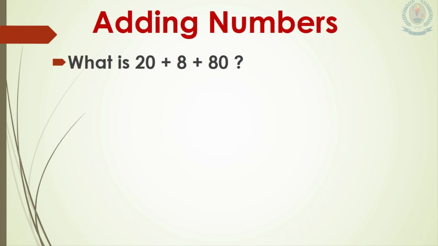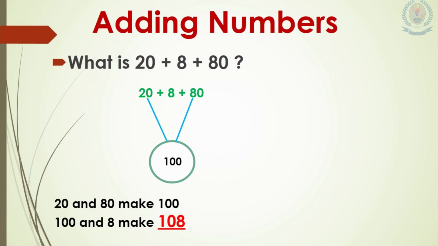Now let's add these three numbers together using the previous methods we have learned. What is 20 plus 8 plus 80? 20 and 80 are the multiples of 10 which make 100. 20 plus 80 make 100, and 100 plus 8 make 108. So the answer is 108.